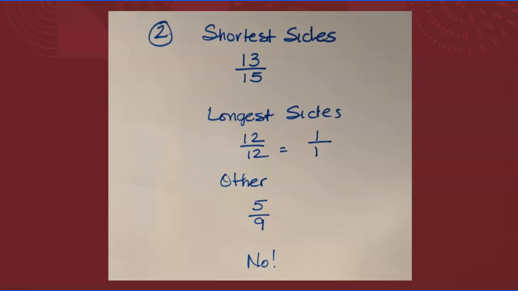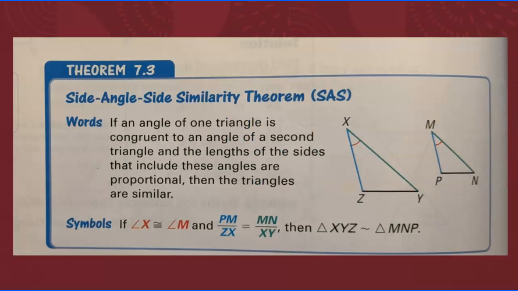All right, let's take a look at Theorem 7.3. This is side angle side similarity. So we're starting to see some things pop up that are very close to other theorems that we've learned. But those were for congruent triangles. These are for similar. So you've got congruency and similarity. They're two different things.